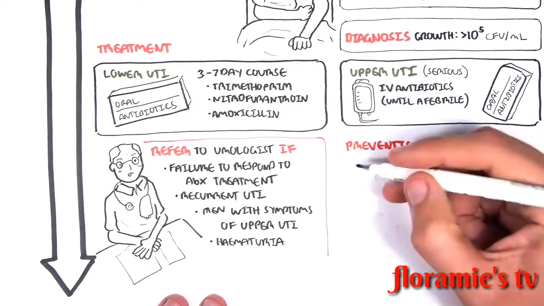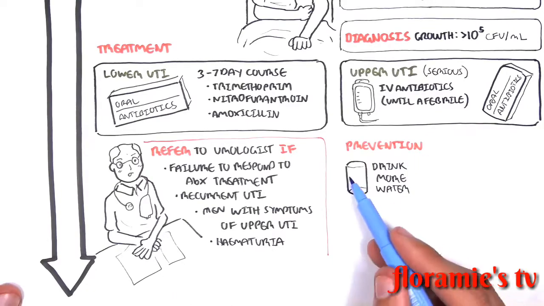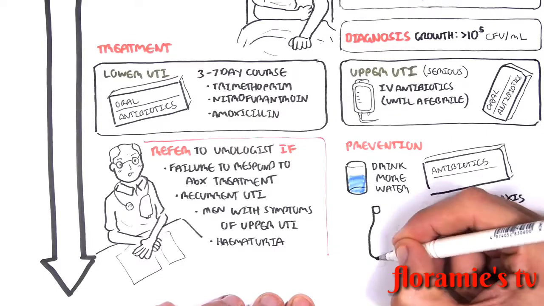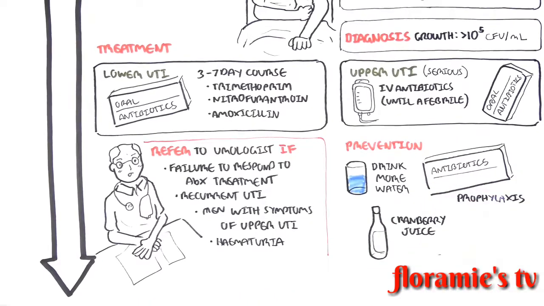Finally, preventative measures for UTI include drinking more water, antibiotic prophylaxis, especially for females with recurrent UTIs, and cranberry juice, although there are arguments for and against this.